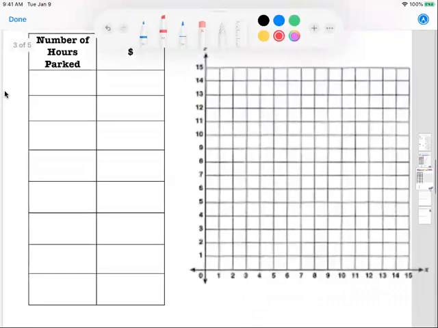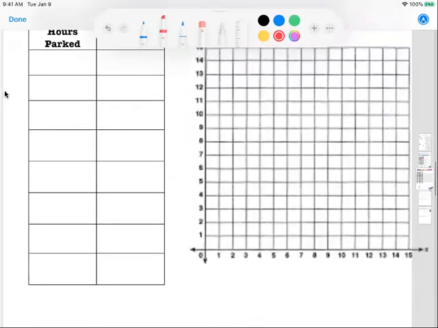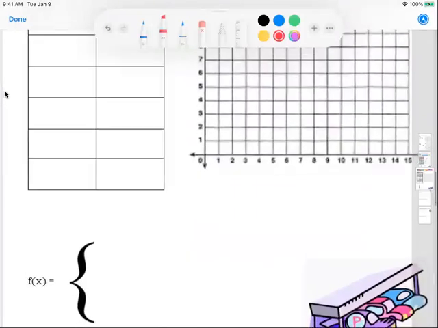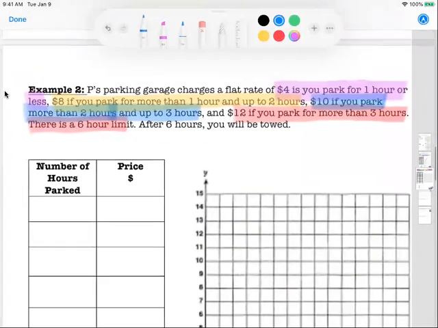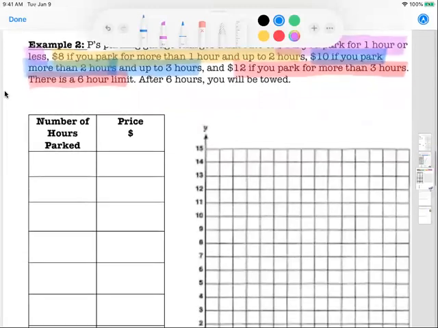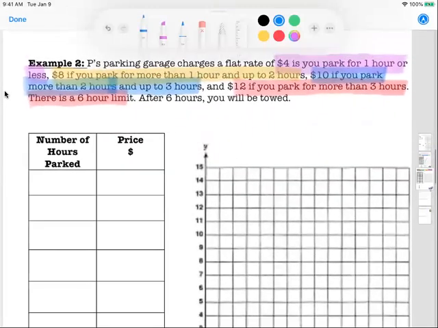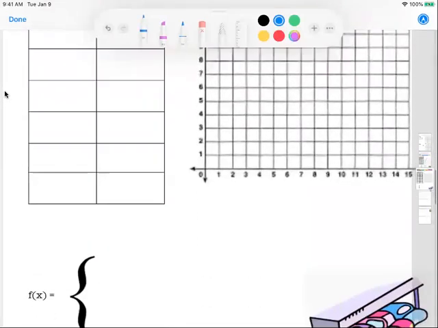For this specific example, I think I might even skip making my table, but we'll see. Okay, so we've got 4 different pieces that we have highlighted up here. Remember, those are the 4 pieces that we're going to write in our 4 piecewise function subdomains and subfunctions. So the first one says, it's a flat rate of $4 if you park for 1 hour or less.